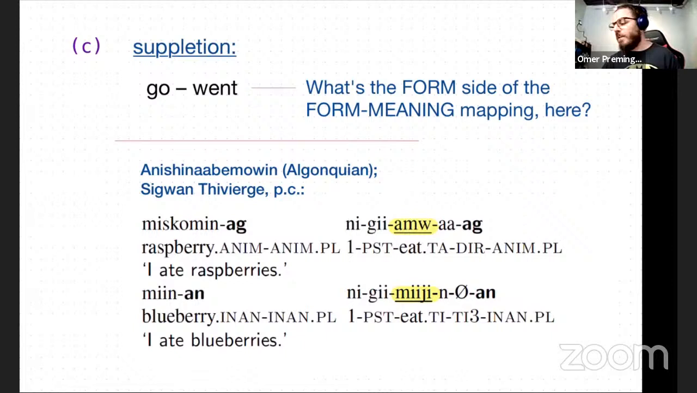So the problem raised by this is very much the same problem. That is, if you want to state this as a form meaning correspondence, what are you going to have to say about the form?